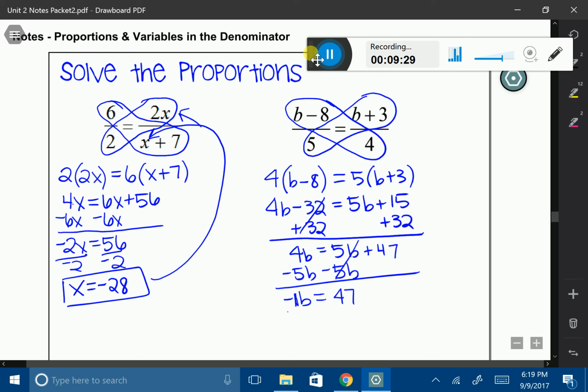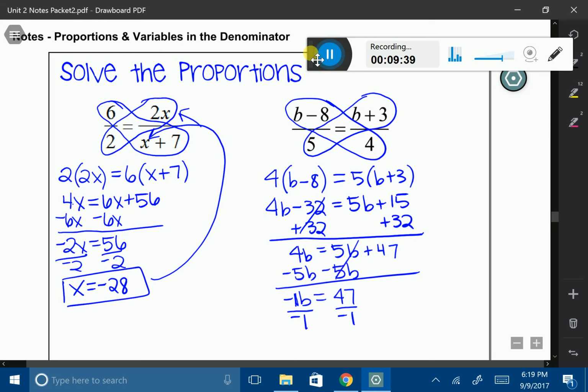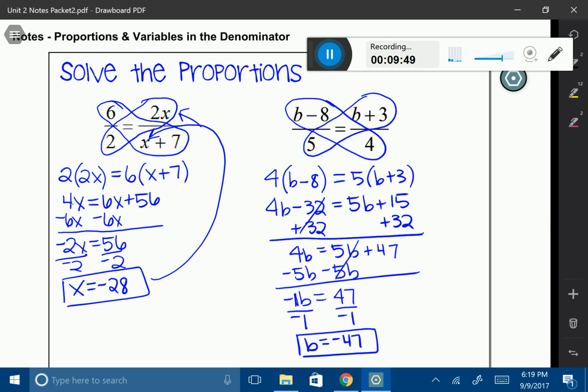So I'm going to divide both sides by negative 1. The reason is, right now, negative 1 is being multiplied by b, so I want to do the opposite operation. And that will give me a final answer of b equals negative 47. Now, the cool thing about proportions is they're equations, so you can actually do a check step for this as well. You can do exactly like we've been doing in the other sections and substitute negative 47 back into your variables to make sure that you did it properly.